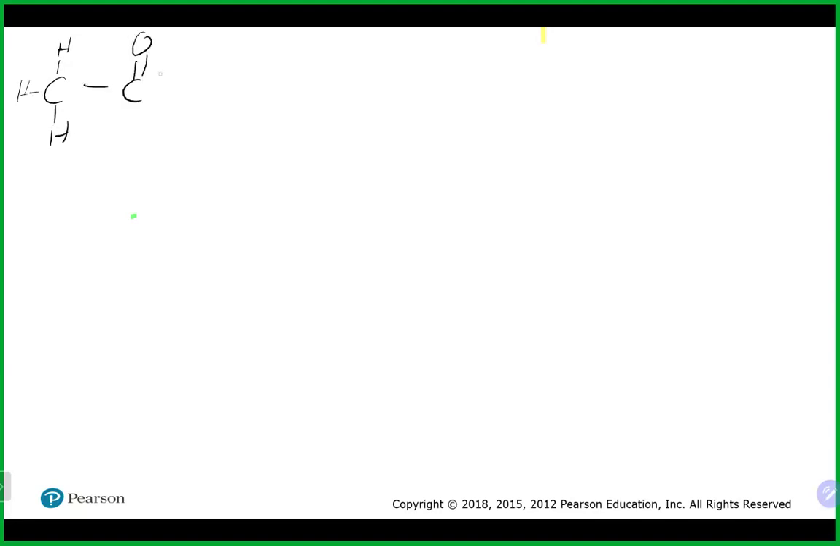Actually, we'll steal the one we just looked at. So we're going to steal ethanal here, which is our aldehyde. And if you take an aldehyde and you add an alcohol to it, they will react. The way they react is this way.